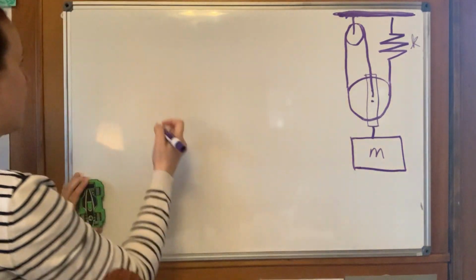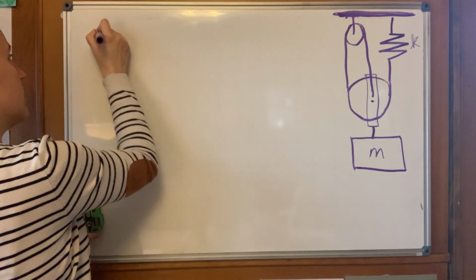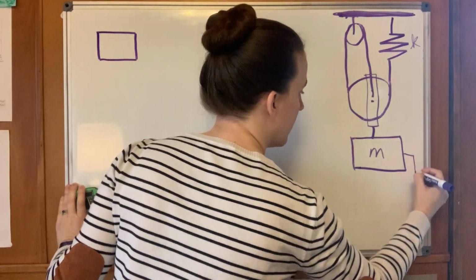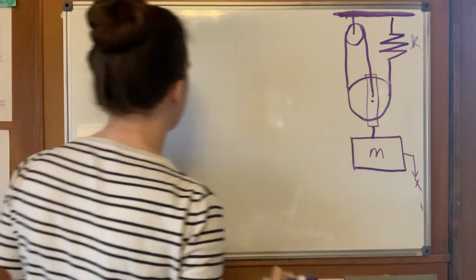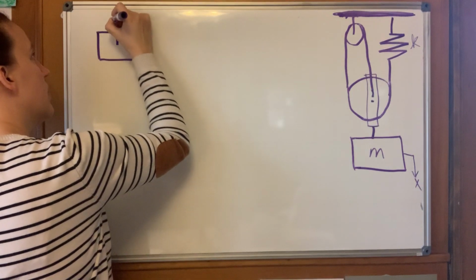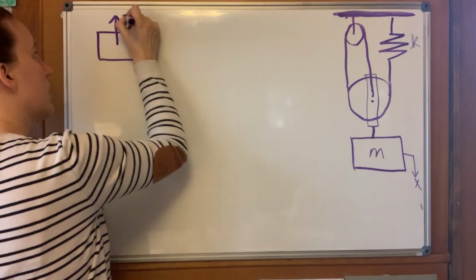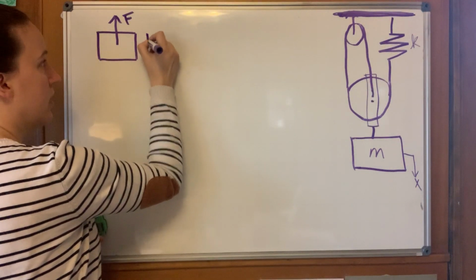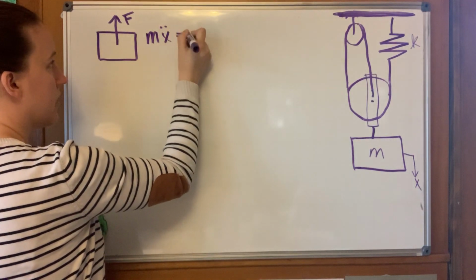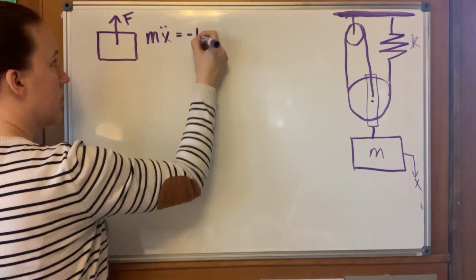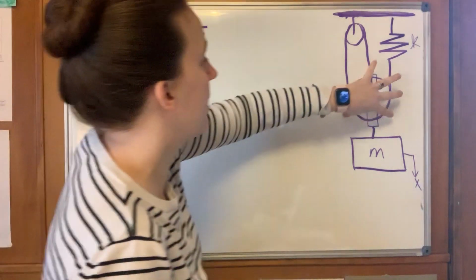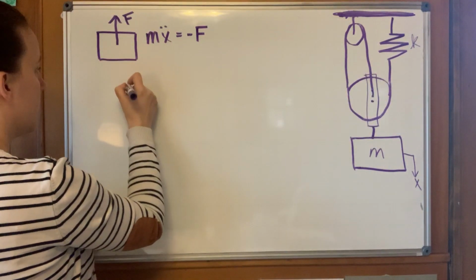So let's start by drawing a free body diagram of the mass. So here's our mass. And let's define some displacement x down, and then there'll be some force up. And so we're going to have our m x double dot equal to the negative of whatever this force is. Okay, so how do we find out what this force is? Well, we can draw a free body diagram of this pulley. So we can draw this pulley.